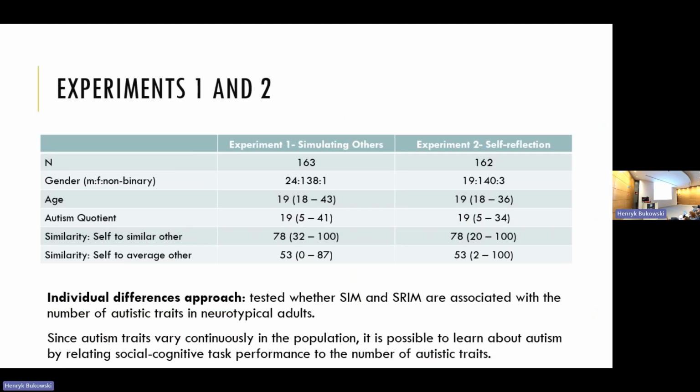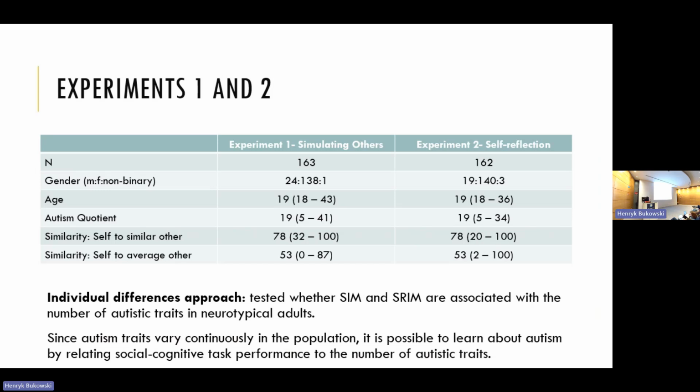Okay, so in the first 2 experiments, we took an individual differences approach. So we were interested in looking across a large sample of neurotypical adults with a range of autistic spectrum traits to see how those traits might influence the existence of the simulation-induced malleability and self-reflection-induced malleability. So I guess the first thing we also needed to do is to replicate the effects to make sure they were robust and to check that this self-reflection also induced the same sorts of malleability.